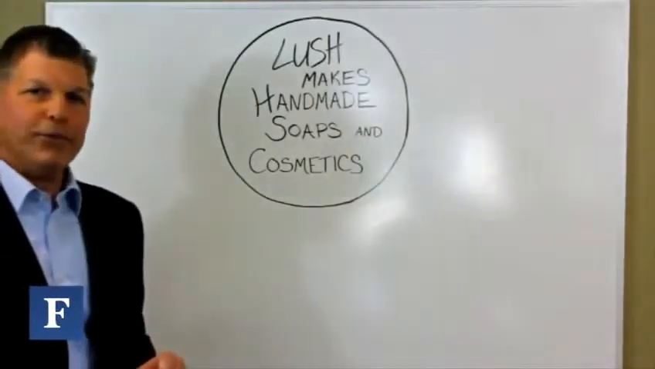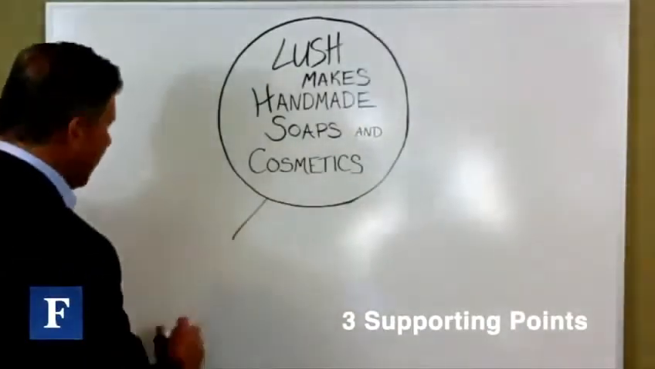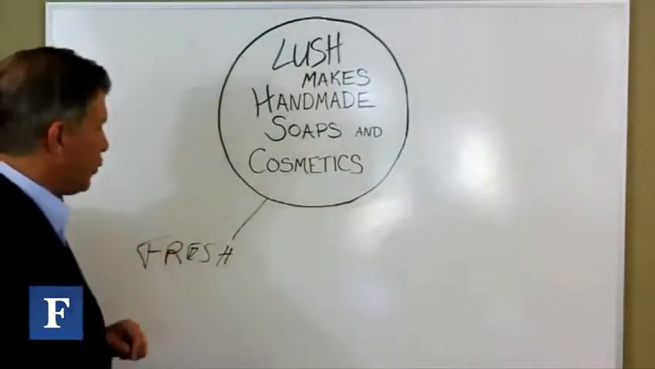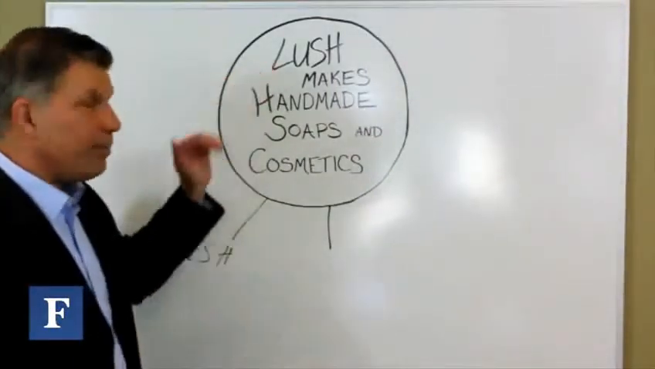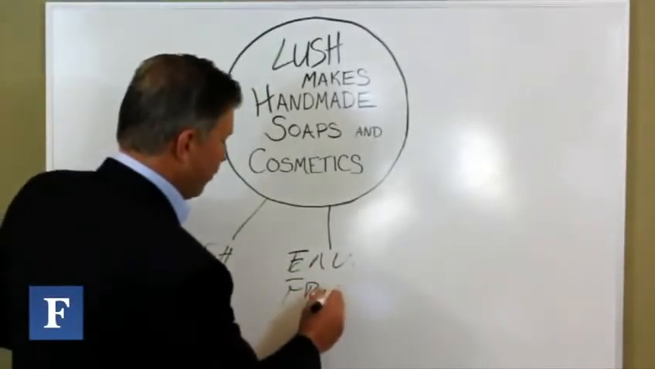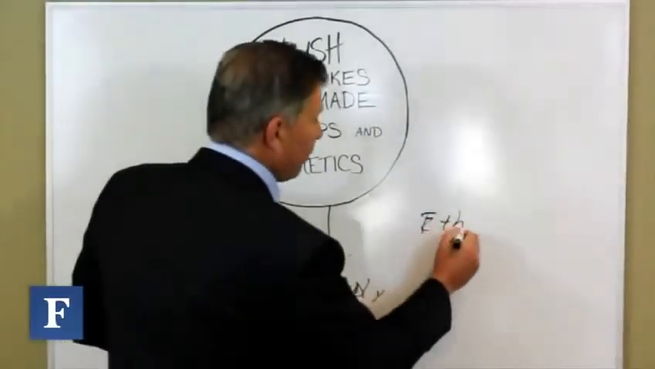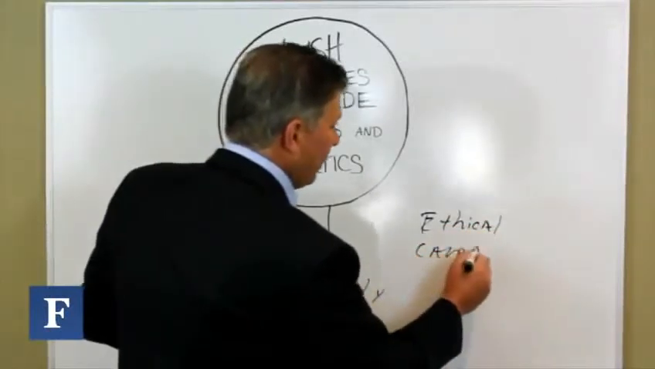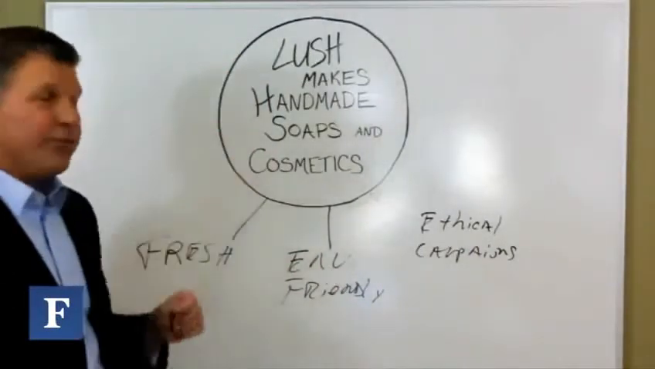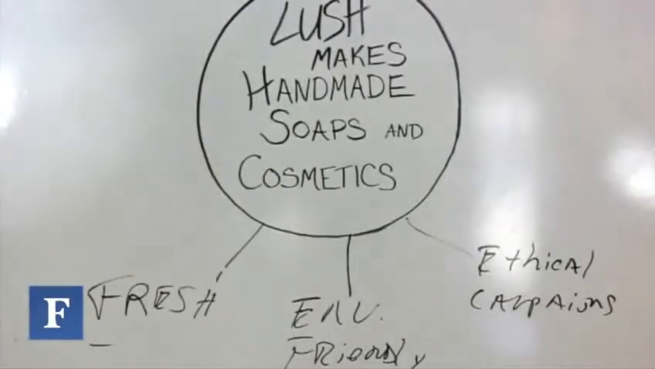But now let's fill in the rest of the message map with three or at most four supporting points. Based on what I understand of their messaging so far, I would say fresh is very important to them, and we'll talk about that in a second. Fresh. The other supporting point I would make is environmentally friendly. And the third point is ethical campaigns. They support a lot of ethical campaigns globally and in their various communities where the locations are held. So Lush makes handmade soaps and cosmetics. There are three reinforcing points. They're fresh, they're environmentally friendly, and they support ethical campaigns.